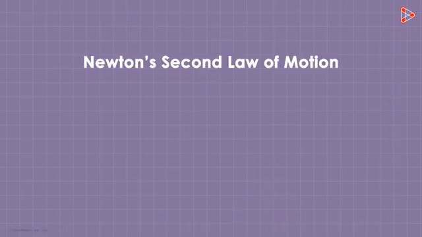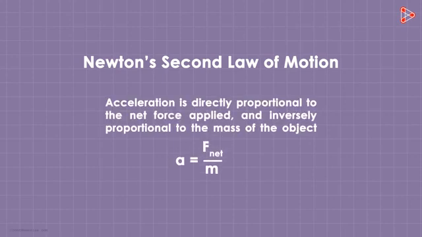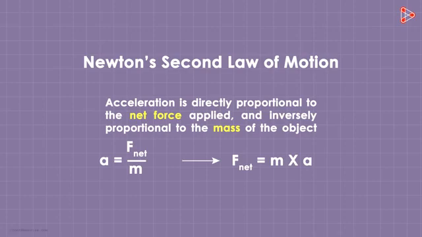Mathematically, it can be written like this. In simple terms, the acceleration is directly proportional to the net force applied and inversely proportional to the mass of the object. That's the second law. Or as more people understand it, like this. The net force is the product of mass and acceleration. With this, can you tell me the units of force?